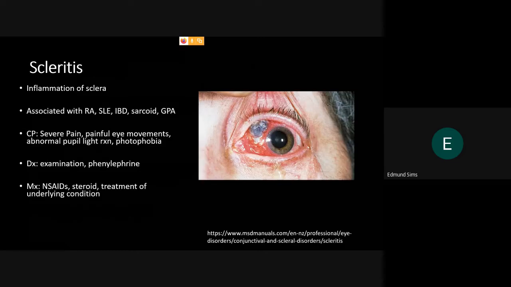Okay, scleritis. So we talked about episcleritis. Scleritis is a lot worse. It's inflammation of the sclera. It has much the same associations as episcleritis. Wegener's, well, the disease formerly known as Wegener's, GPA, I think in our finals, came up a load of times. Yeah, just learn some of the associations. Severe pain, painful eye movements. So that's as a result of the fact that your muscles attach into the sclera. So every time you move, if there's inflammation, it's going to be quite painful.